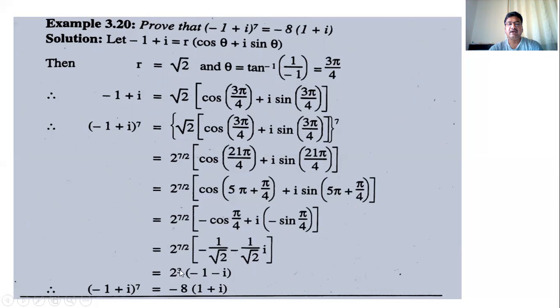And then we have the answer 2 raised to 3 into minus 1 minus i. 2 raised to 7 by 2 means 2 raised to 3 into root 2. Then take this minus sign and root 2 as common, so root 2 gets cancelled. 2 raised to 3 into minus 1 minus i, that is the RHS.